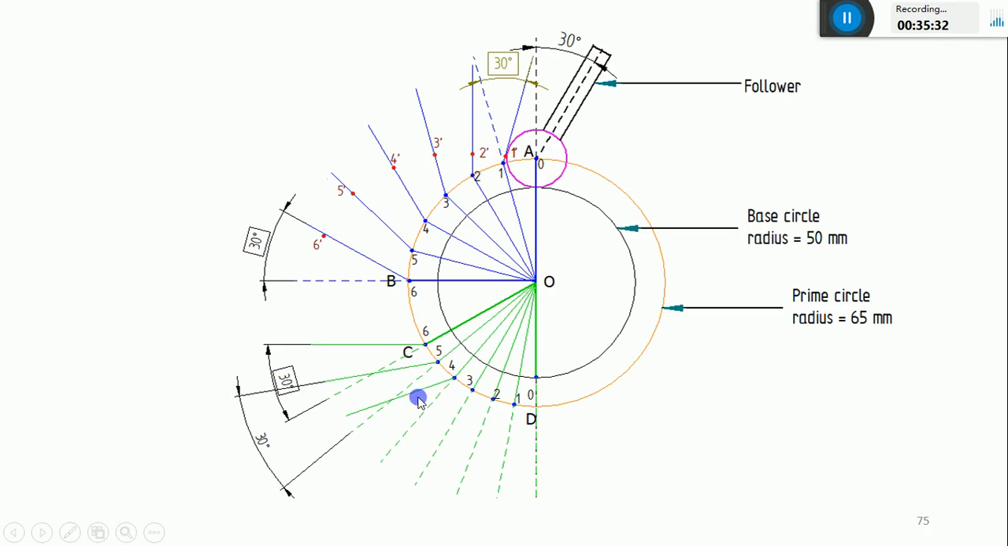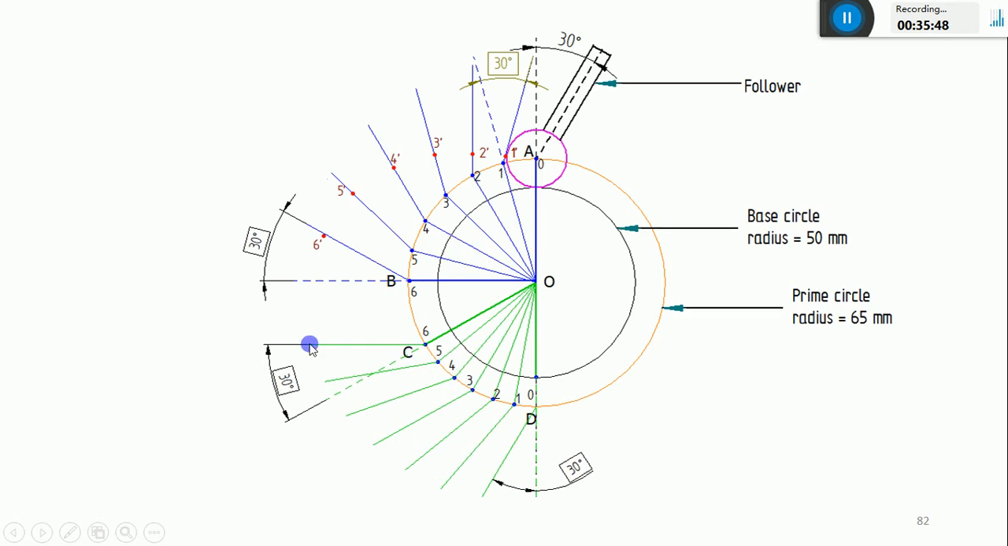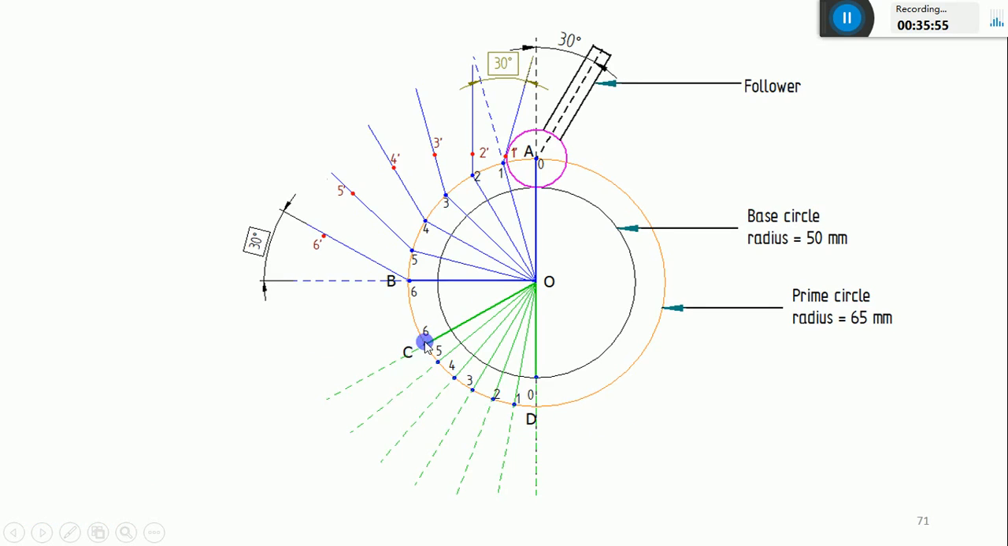In a similar manner, I'll get all these inclined lines with respect to the radial lines passing through 6, 5, 4, 3, 2, 1, 0. After that, you can erase those dotted lines. So these are the inclined lines I got with respect to these radial lines. If you want, I'll show once again. These are the radial lines passing through the points 6, 5, 4, 3, 2, 1, 0, and they are converging at the center of the circles. That's why I'm calling these radial lines.